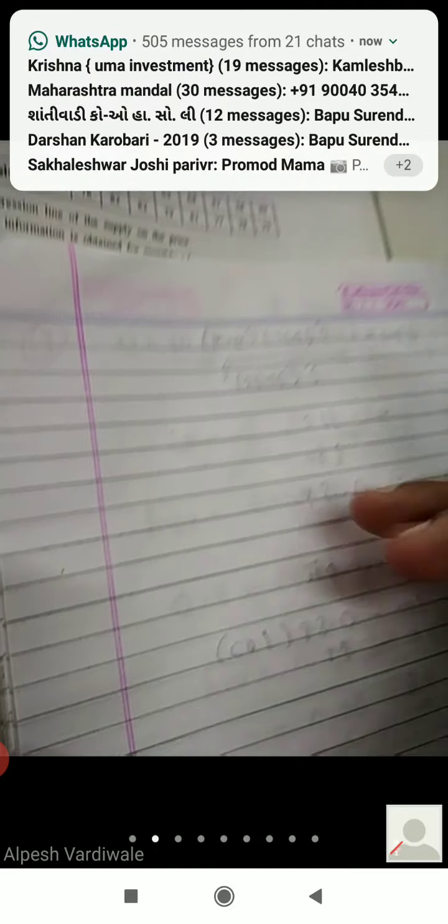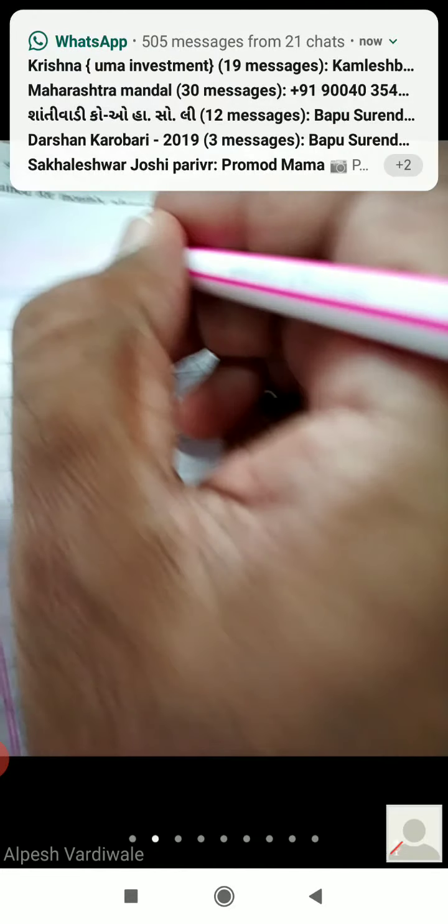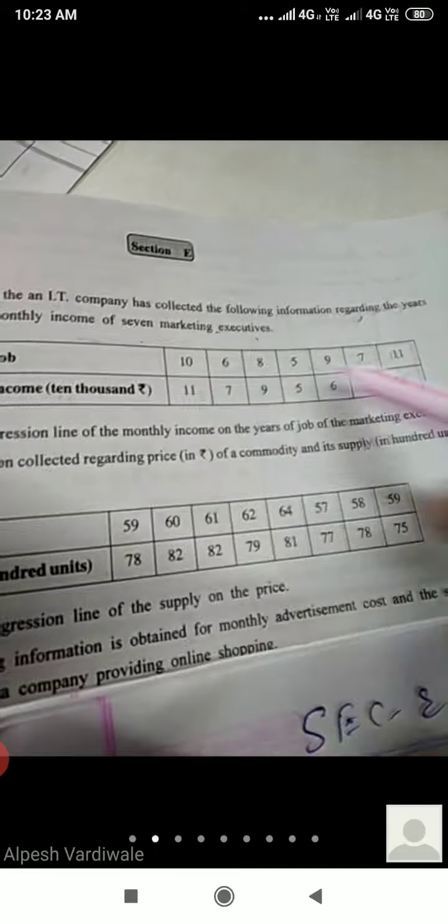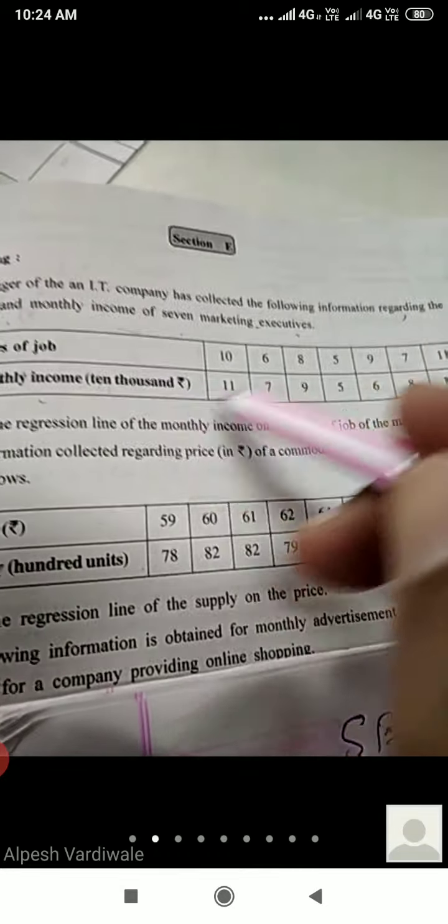Now next one, that is the question number 1, section E. So what is given here? The manager of an IT company has collected the following information regarding the years of jobs and monthly income of 7 marketing executives. Now here years of job is given and the monthly income is given.